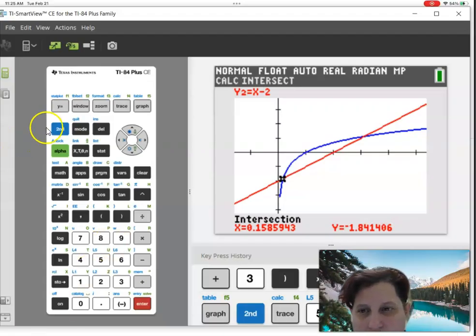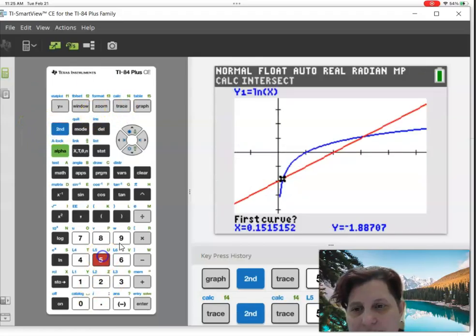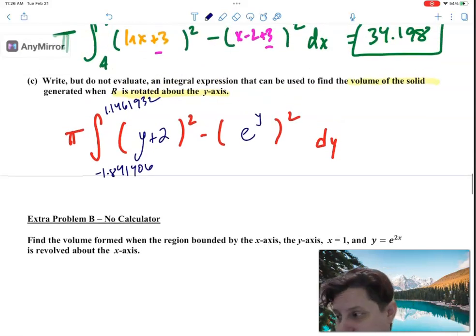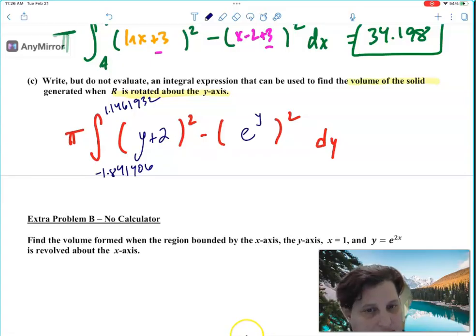I can just write down that whole thing. And then if I calculate the intersection on this side, I need the y value. If I had noticed before, I maybe would have written down the y values as well. It's 1.1461932. So this is my setup. I've got from my y to my y, and then I've got the outer squared minus the inner squared. Right, but do not evaluate. Perfect, there we go.